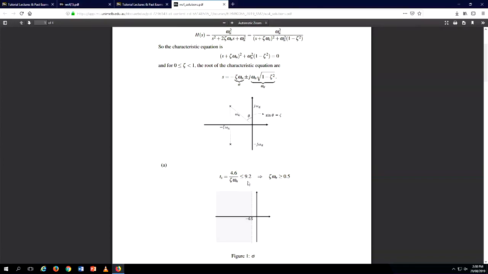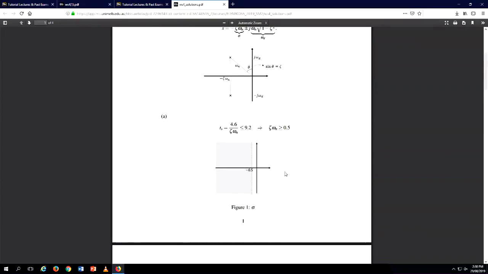So we know now from this formula that zeta times omega n, or sigma, should be greater than 0.5, because we just take 9.2 down, take zeta omega n on the other side, and you just get 0.5. So what does this mean for our poles? Our poles should be in this shaded region. You look at the vertical line intersecting the real axis at minus 0.5, and if the poles are in this shaded region, then we would satisfy the requirement on the settling time.